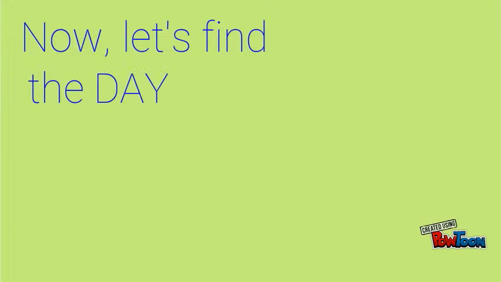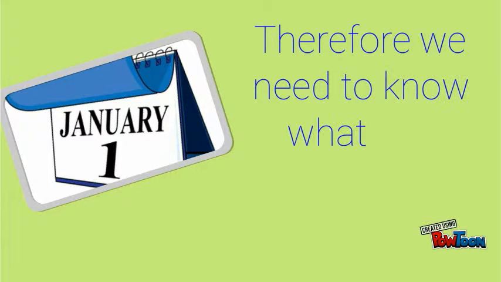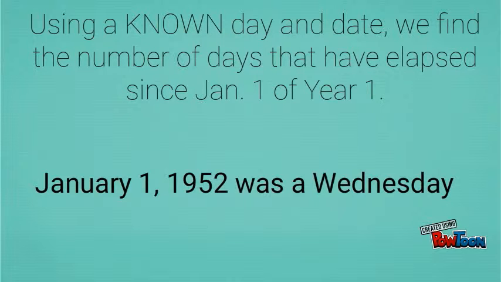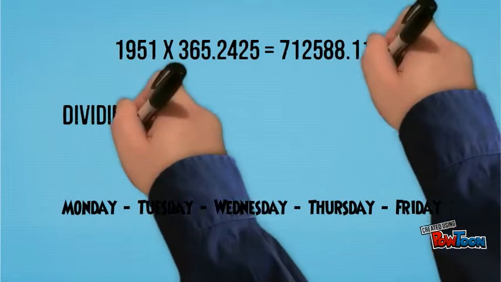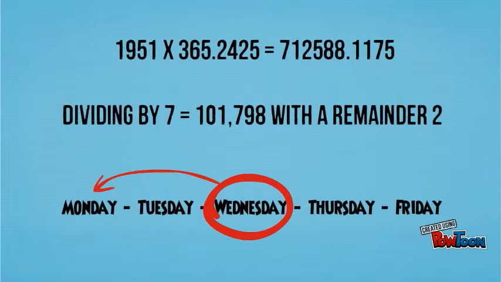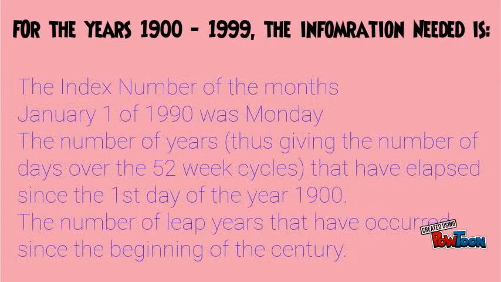Now let's find the day for a date for any given year. Therefore, we need to know what day January 1st of year 1 fell on. Using a known day and date, we find the number of days that have elapsed since January 1st of year 1. Through these calculations, we find 101,788 with remainder 2. The remainder indicates the 2 days should be counted from Wednesday. However, in this scenario, we are referring to the past, and the counting is done backwards, indicating January 1st fell on a Monday. Now for the years 1900 to 1999, we also need the following rules.